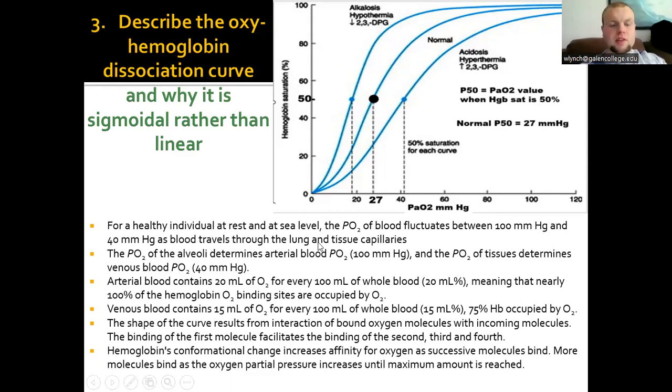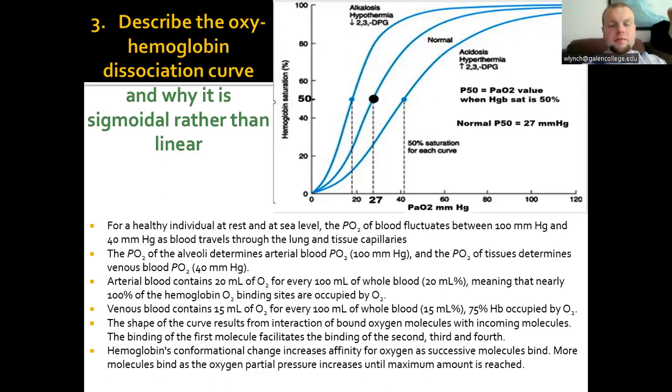So some of our examples down here. If we have an arterial blood that only contains 20 milliliters of oxygen for every 100 milliliters, that means that 100% of the oxygen, or the hemoglobin oxygen binding sites, are occupied by oxygen. That's a very, very high percentage.